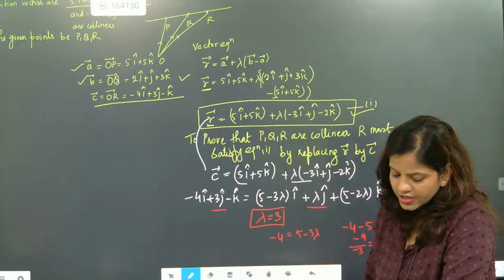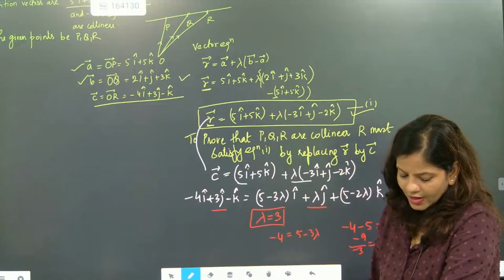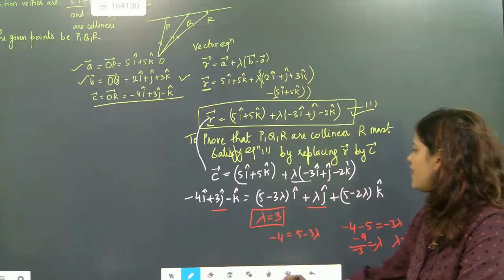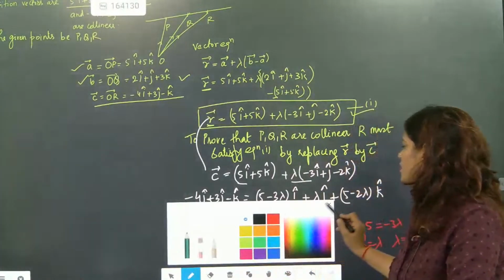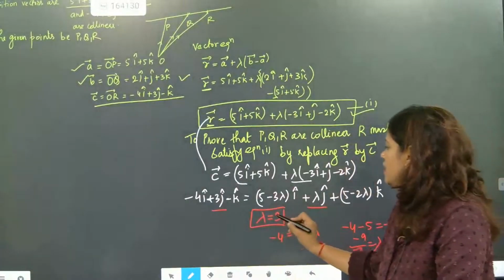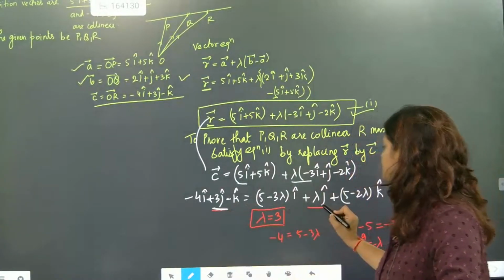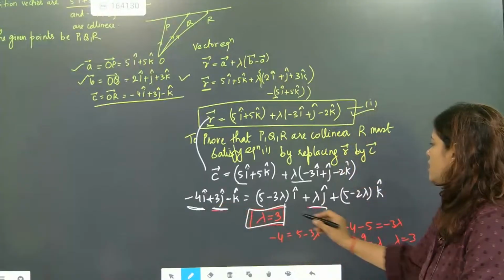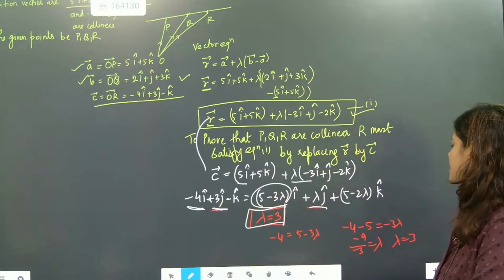So in all the three equations, the value of lambda remains the same. Understood? In all the three equations, what is the value of lambda coming? The value of lambda is coming the same. See here, lambda is equal to 3. If I am taking this part and this part, lambda is coming as 3. If I am taking minus 4 and this section also, lambda is coming 3.